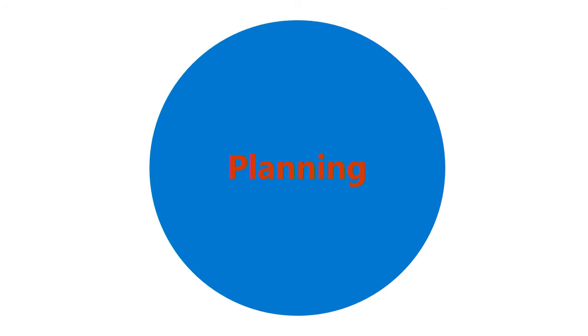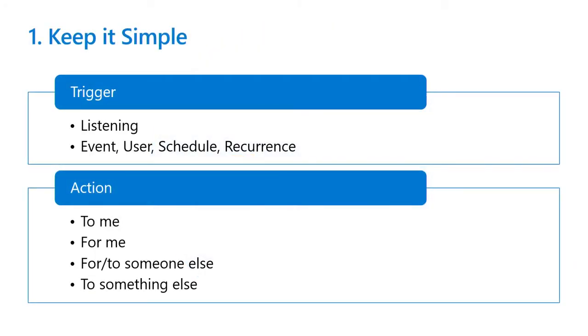Any good project starts with planning. Let's kick it right off there. In a flow, all you need is a trigger and an action. Your flows do not have to be complex. As you start thinking about what you're going to do, think small, think simple whenever possible. Is this action necessary? Could I do it some other way?